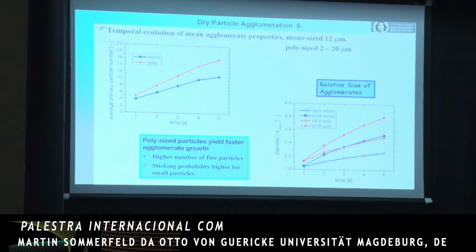And here is the relative size, diameter over mean diameter, for taking just a volume equivalent sphere. That's the open symbol. It's here, and the right one is here. So you under-predict, of course, remarkably the diameter of the produced aggregate. Only if you take the gyration diameter, you get a proper increase in time of the growing aggregate.